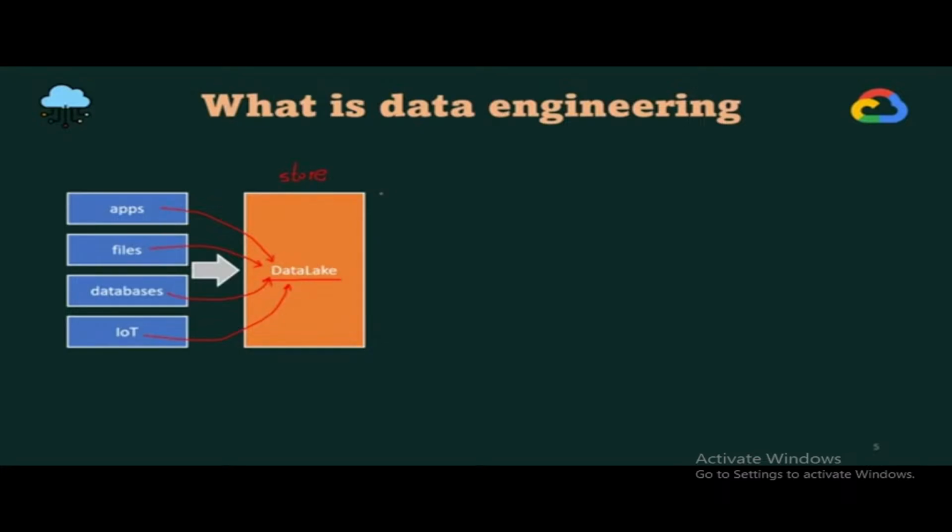I first store the data because the data in the applications may be coming from some server or different locations or different servers. That is the reason we extract the data from these multiple data sources and store it.